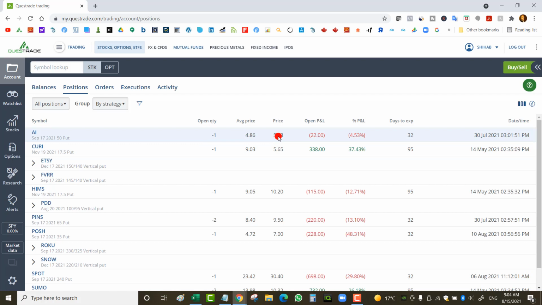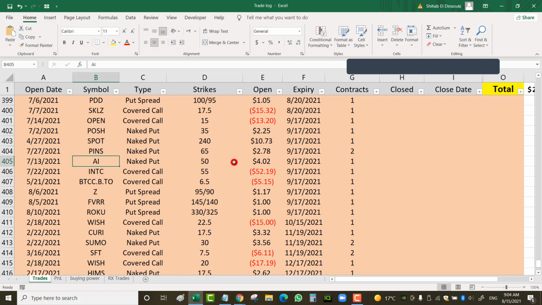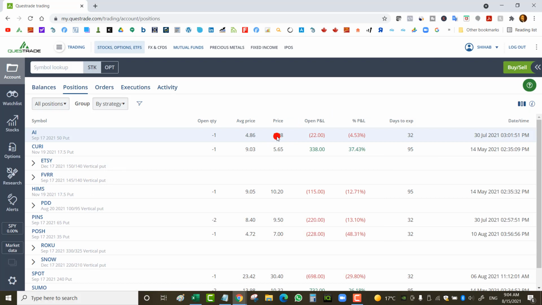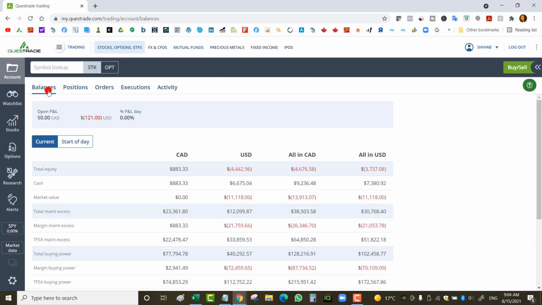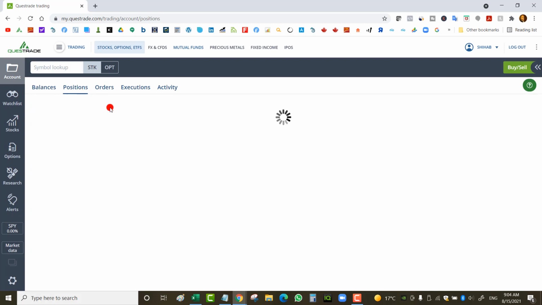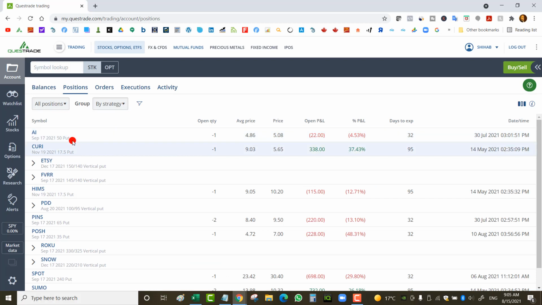And it's showing that the price that this 50 put option is trading for right now is $5.08. So it's showing a P&L of 22, but it's actually a lower P&L because the total credit that I received on this trade is $4.02. So I'm actually down almost $1 on this trade. So that's an extra market value of a negative 100. If I go back to balances, that's one way of explaining the gap between the cash and the market value: I'm actually down an extra $100 on this trade.